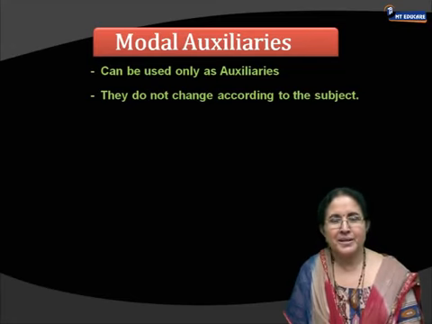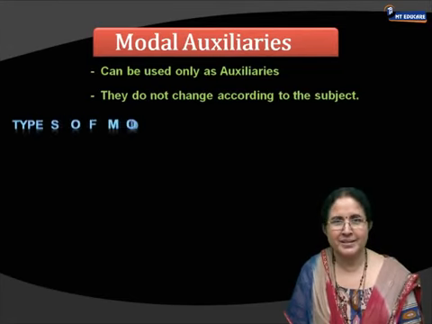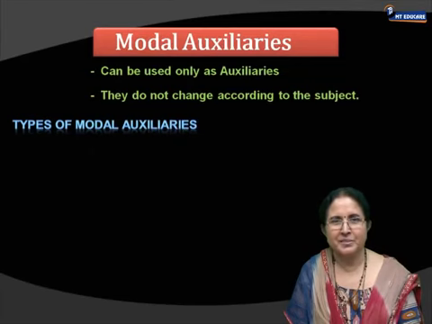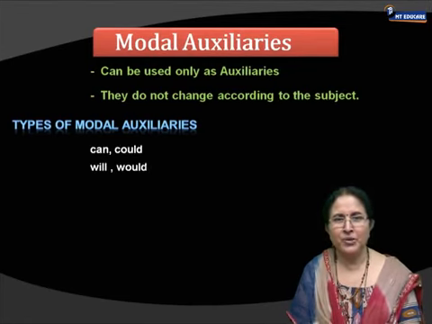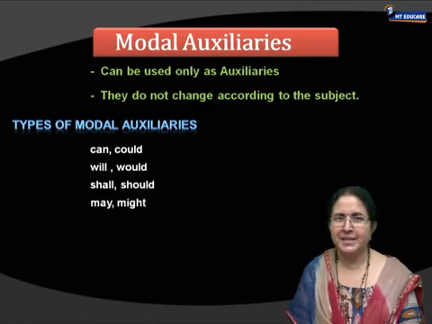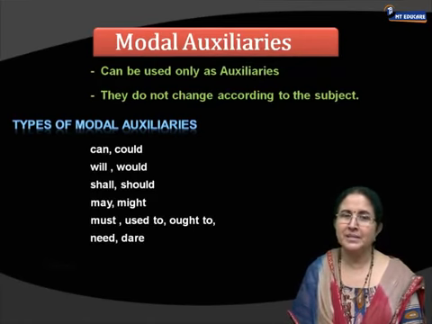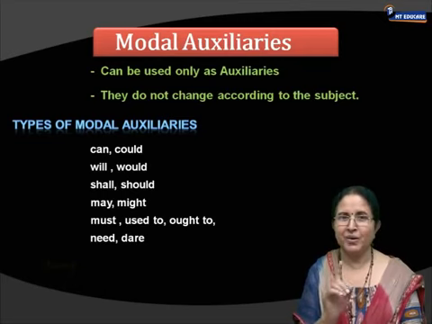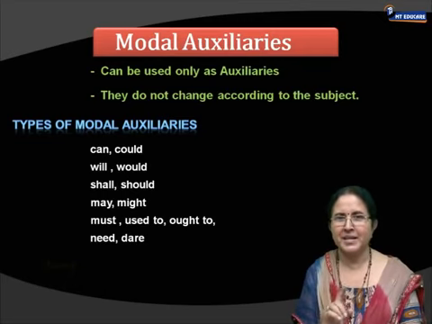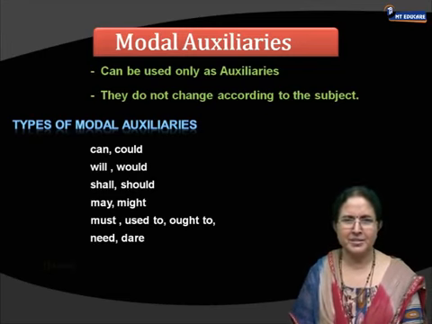Let's go through types of modal auxiliaries. These are the different types. It's interesting. Would you like to learn something by our children? You can. Just see. Can, could, will, would, shall, should, may, might, must, used to, ought to, need, dare. How many do we have? 1, 2, 3, 4, 5, 6, 7, 8, 9, 10, 11, 12, 13. Exactly one more than a dozen. Number 13. These are modal auxiliaries.